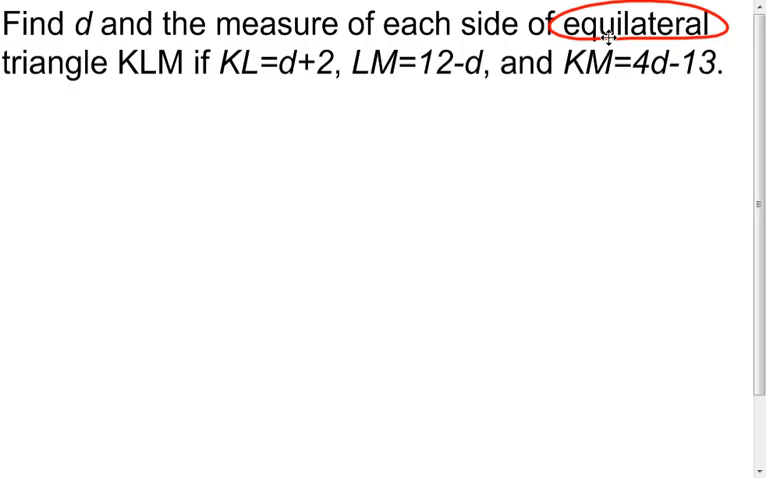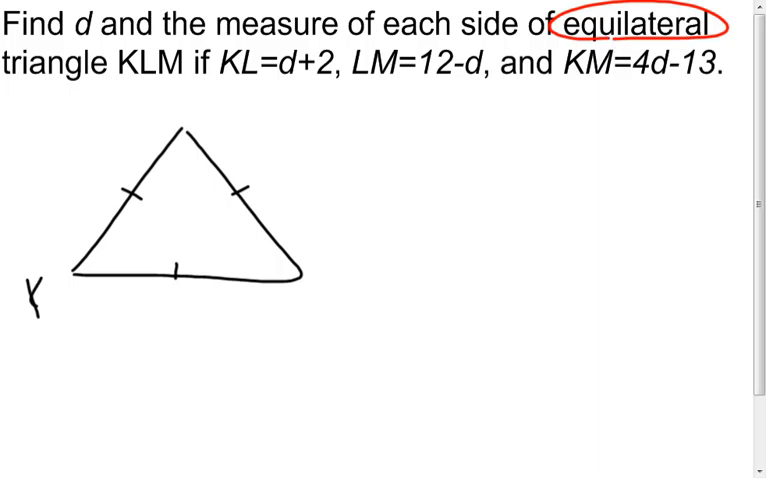What I'd like to do for starters is I would just like to draw my triangle. I know it's equilateral, so I'm going to mark that it's equilateral. Now I don't need the words in the problem to tell me that it's equilateral. I have triangle KLM, and then I'm going to put in these three lengths.